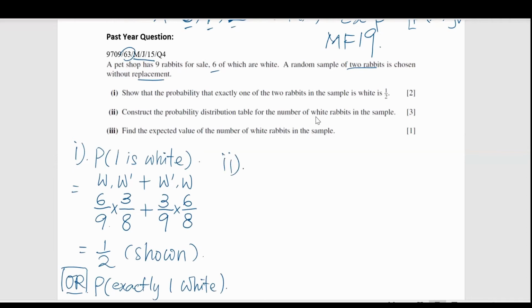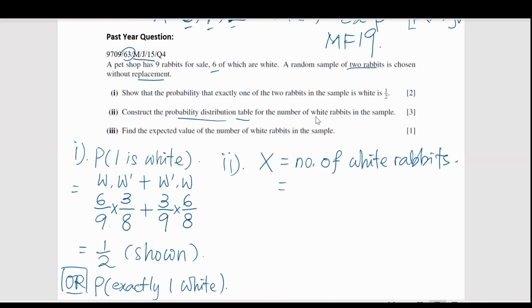In order to construct the probability distribution table for the number of white rabbits in the sample, first thing, we are talking about the discrete random variable. In this case, what is the discrete random variable? It is the number of white rabbits chosen. All right, so we need to determine what are the possible values X can take, right? As a discrete variable, that is something we can count. The number of rabbits we can count.